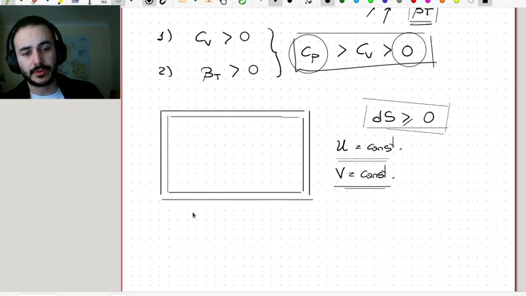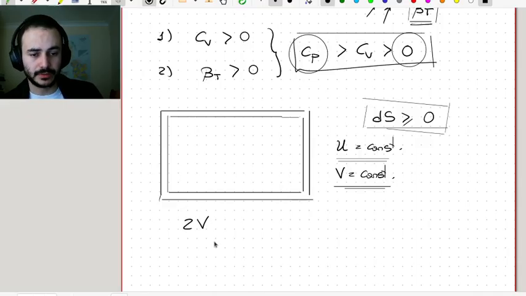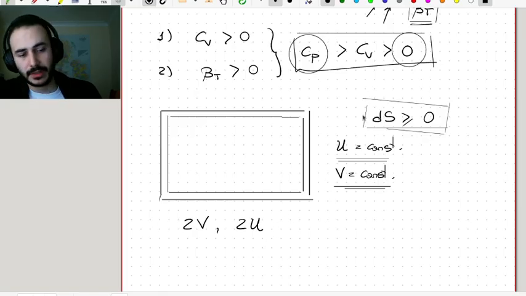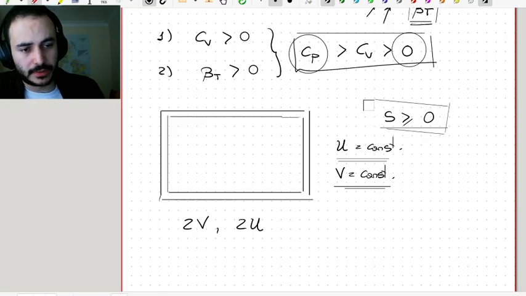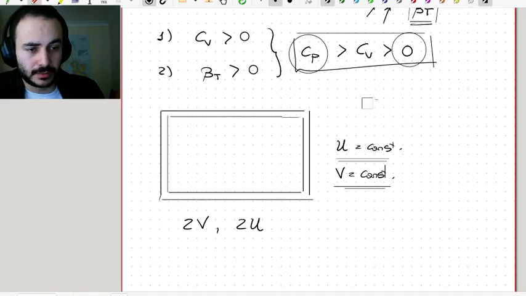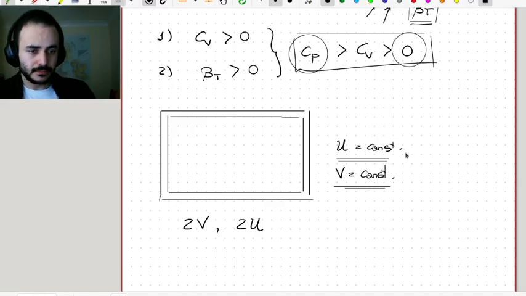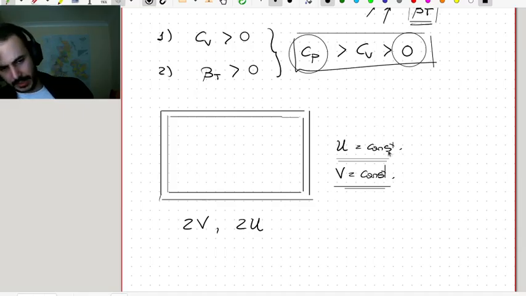And what I'm going to say here is that the total volume of my system is actually going to be 2V, and the total energy of my system is 2U. Okay, so this is a very ingenious proof, actually, it's in the book of Herbert Callen, in the more modern editions, and it's really cool. You will see in a moment.